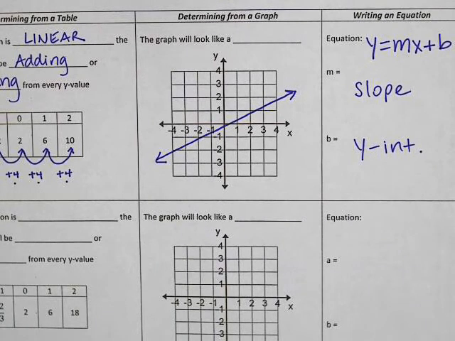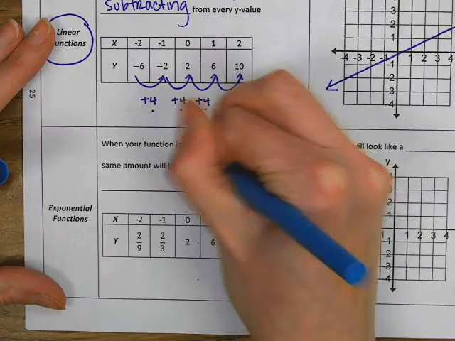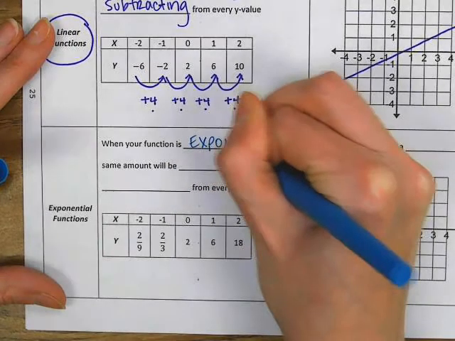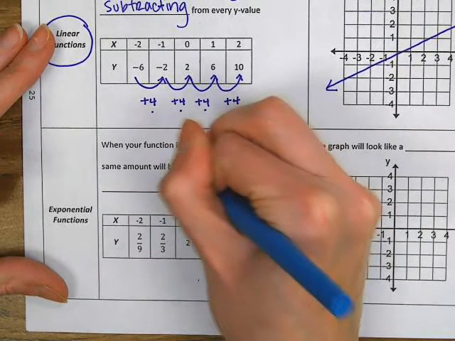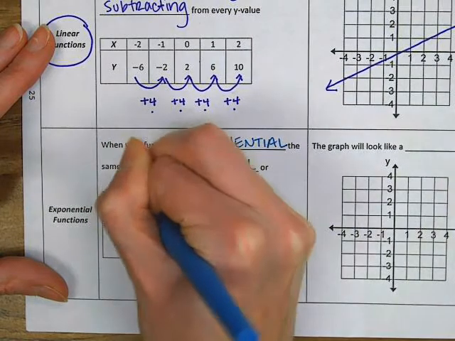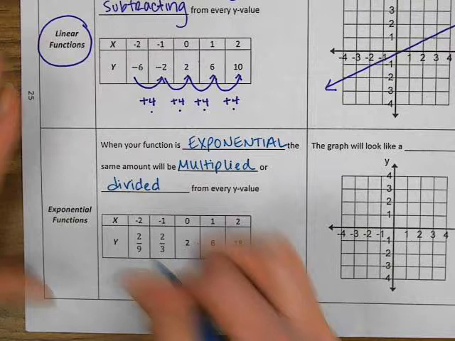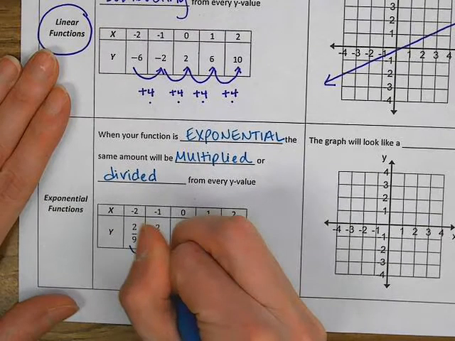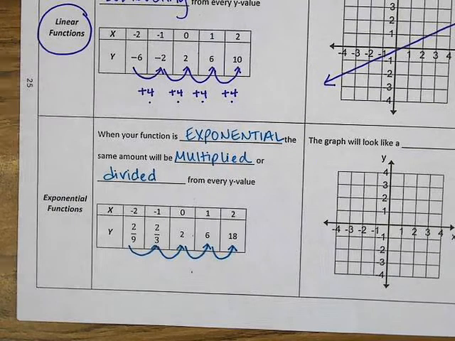All right, now let's talk exponential. If the function is exponential, the same amount will be either multiplied or divided. That's the difference. Multiplied or divided from every y value. We've done this before, but it's been a while. All right, so let's look at our table. What are we either multiplying or dividing by to get from one number to the next? And it should be the same every time.